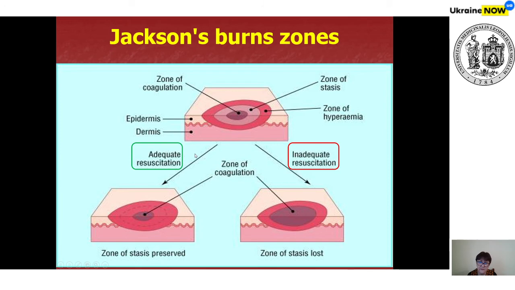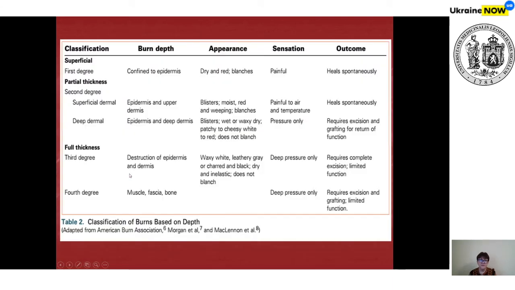If you provide adequate resuscitation, we can preserve the zone of stasis, but in the zone of coagulation, there is necrotic tissue. If resuscitation is inadequate, you can lose the stasis zone and it becomes necrotic. This is a classification of burns according to the depth, appearance, sensation, and outcomes.